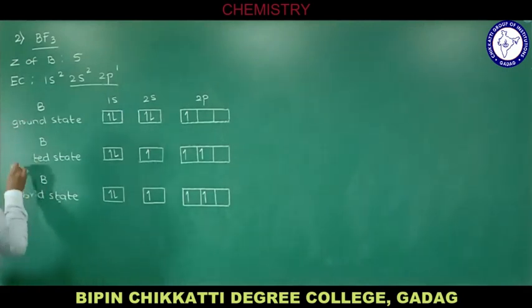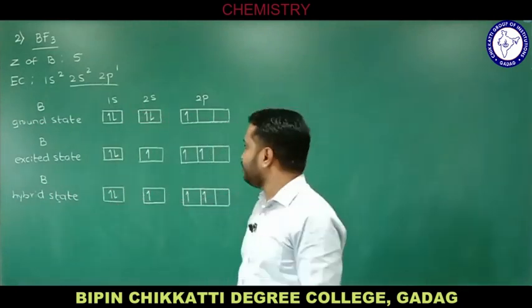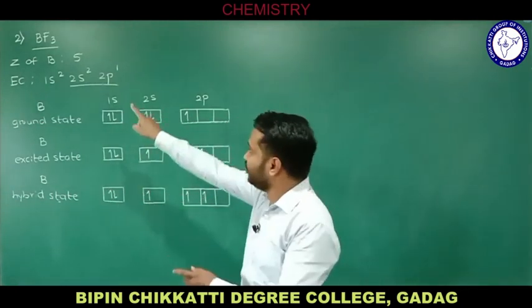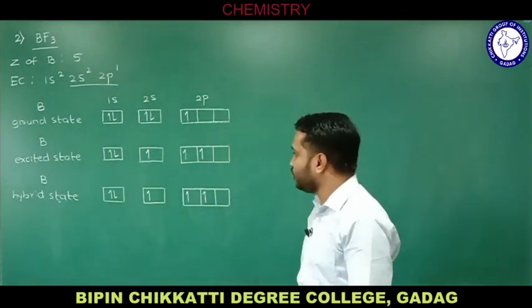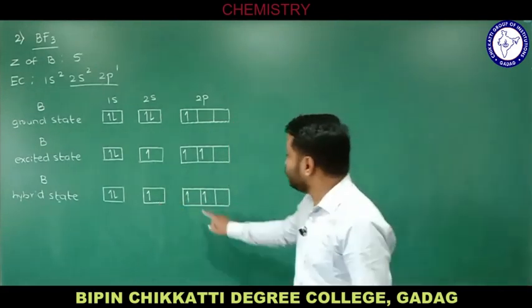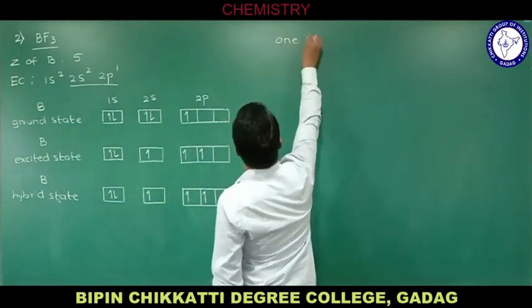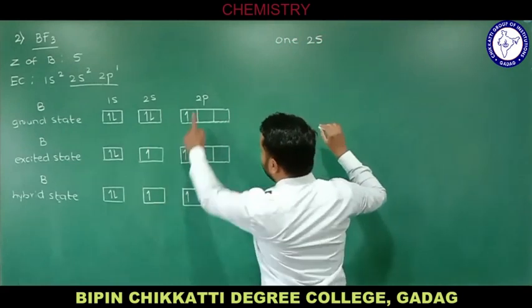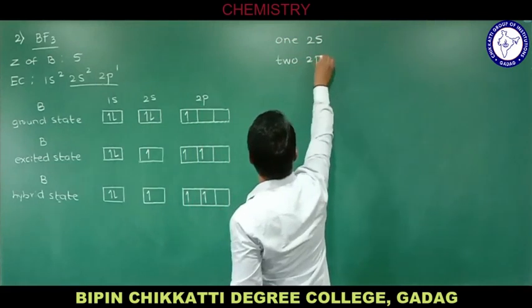Excited state it is, boron in excited state, and hybrid state, this is how we can represent. So now if you observe the atomic orbitals, the valence shell is 2s2 and 2p1. Therefore you need to consider these atomic orbitals, and here we have 1 2s atomic orbital and 2 2p atomic orbitals. Let me write that. So we have 1 2s atomic orbital, and we have 2p, that too 2, so therefore we have 2 2p atomic orbitals.